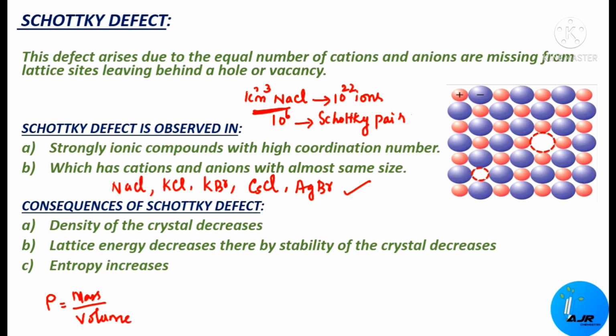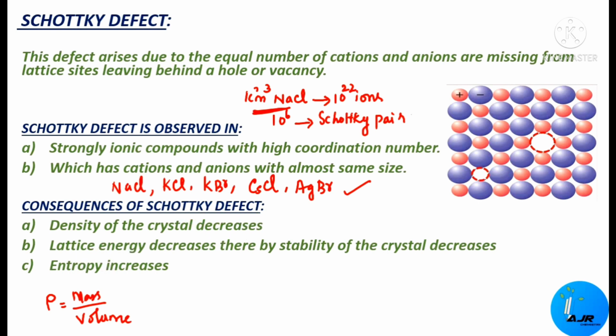Mass by volume. In this crystal the volume remains the same, but the mass will be reduced because one cation and one anion are missing from this place. Since the cation and anion are missing, obviously the mass decreases. So mass by volume, obviously the density will decrease. Understood, students? This is why the density of the crystal decreases due to Schottky defect.